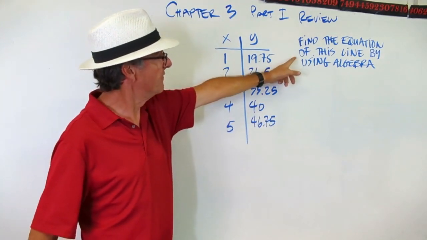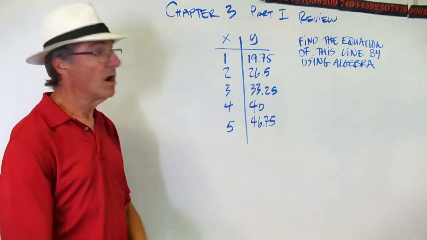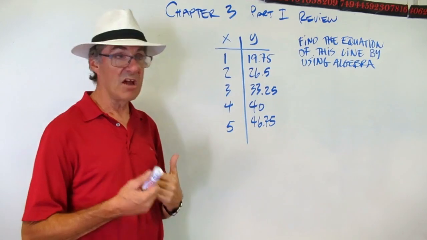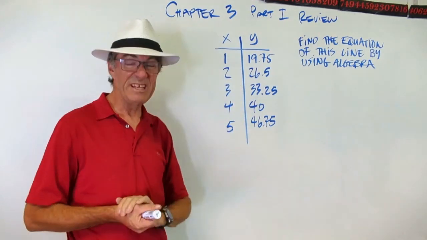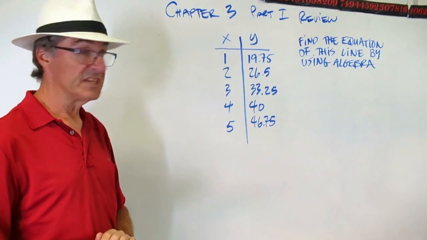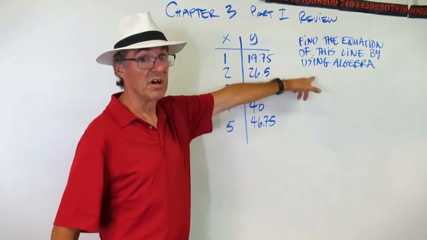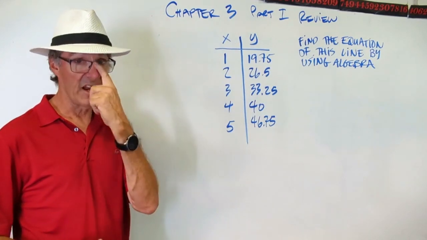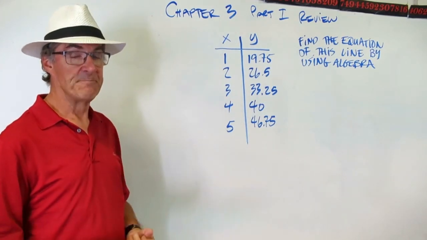So here is the prompt for this one. Find the equation of this line, and I say there by using algebra. I am aware that with your graphing display calculator, you can just put this table in there and it will give you the equation of that line. But if you're doing a test question that says by using algebra and you can't show algebraic steps, you're not going to get points for that question. So let's take a look at that.